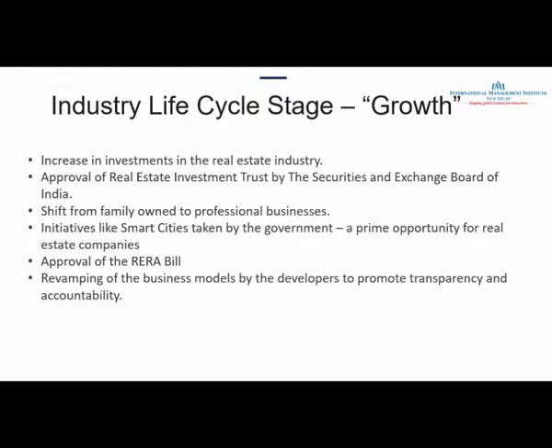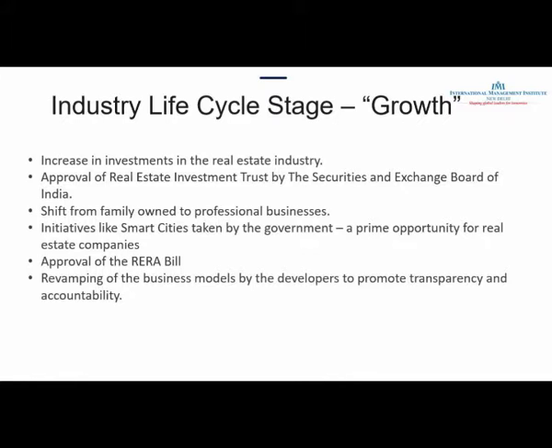The Securities and Exchange Board of India has given its approval for the Real Estate Investment Trust, which will help in allowing all kind of investors to invest in the Indian estate market. It would create an opportunity worth Rs 1.25 trillion in the Indian market. The most marked change has been the shift from family owned businesses to that of professionally managed ones.